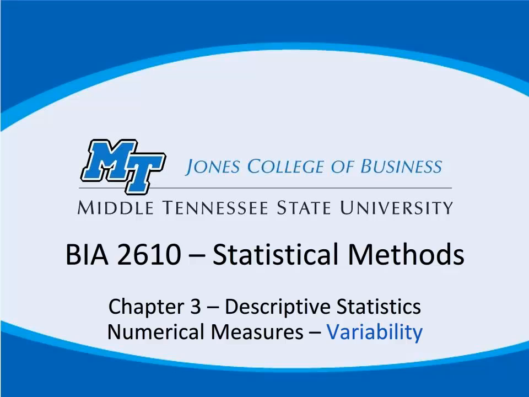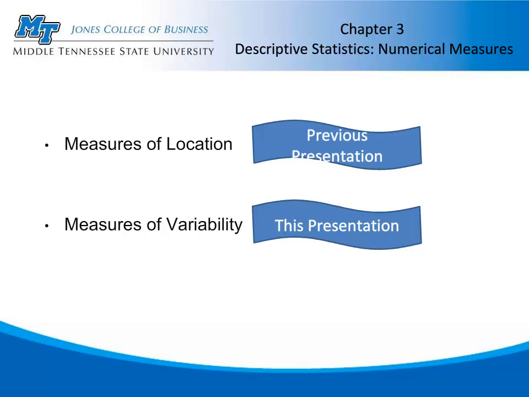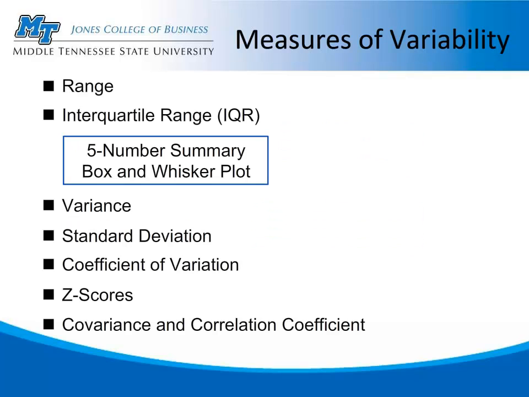But now we're going to start looking at the way that the numbers are scattered out inside a data set, the variability aspect. So we're moving from location to dispersion or variability. Now we have several different measures of variability that we're going to examine.